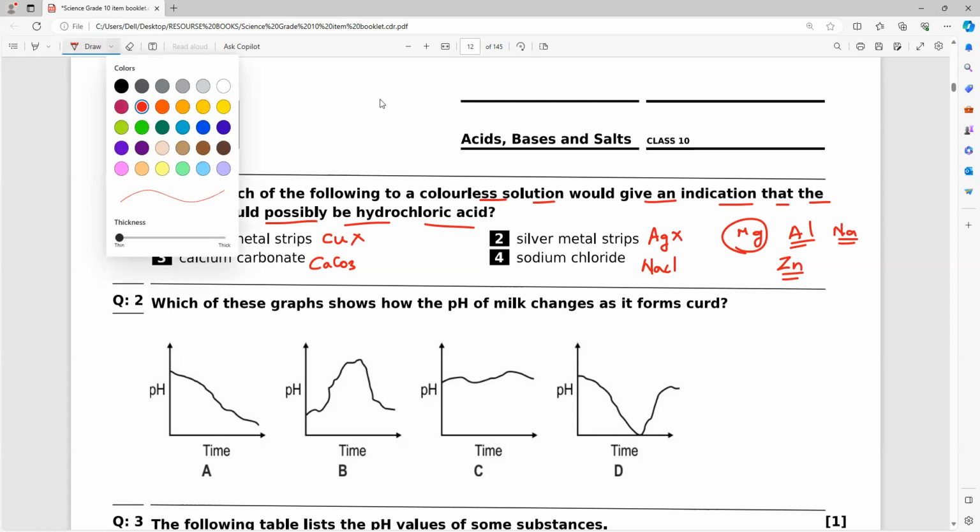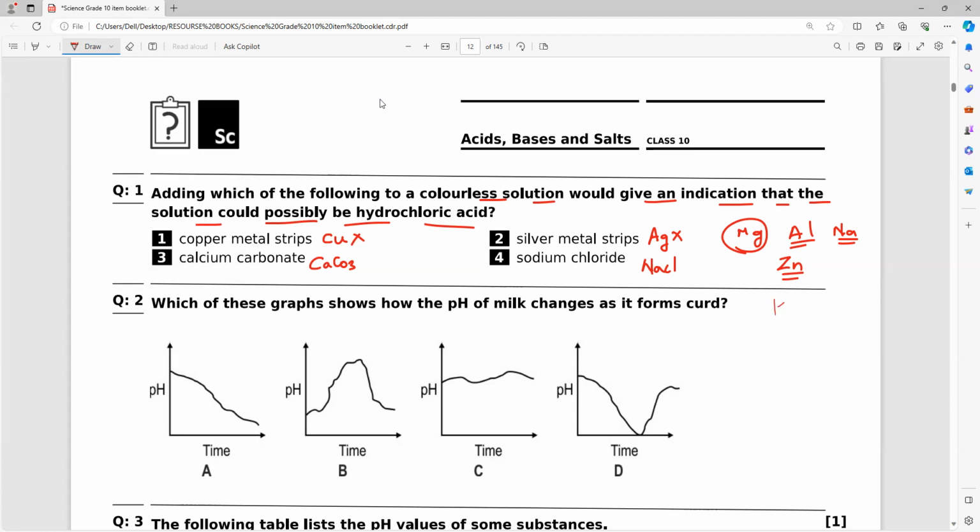They are less reactive. Remember the series: Call me a zebra, I like hydrogen. Hydrogen. So the metals which are present above hydrogen can react with the HCl, but the metals which are present below cannot. So copper metal strips cannot react with hydrochloric acid.